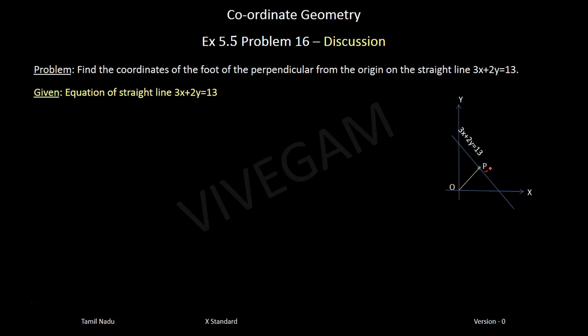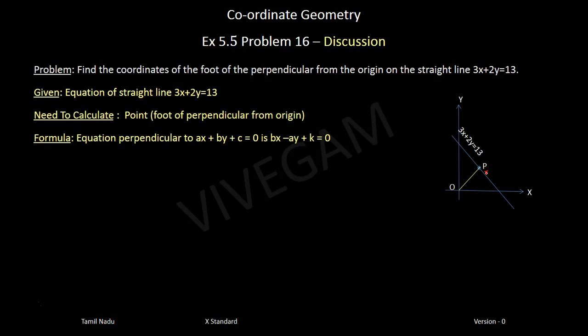So let's see what's given here. Given is the equation of the straight line 3x plus 2y equal to 13. We are asked to find the point which is at the foot of the perpendicular from origin. That is basically point P. So from origin you are drawing a perpendicular to 3x plus 2y, and this point is the foot, the last point on this line, which touches 3x plus 2y equal to 13. That is point P.